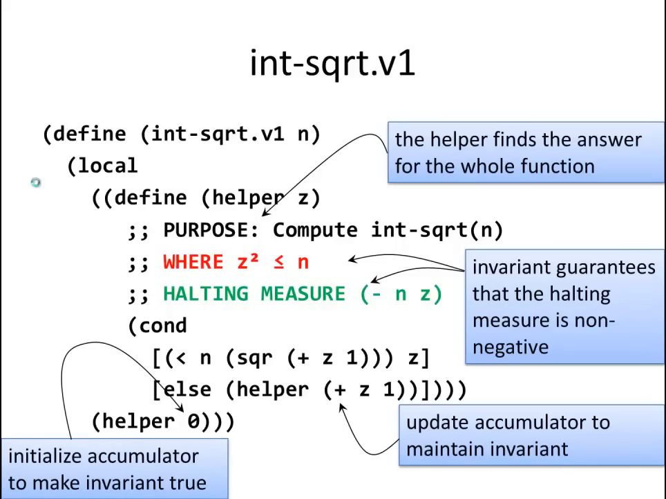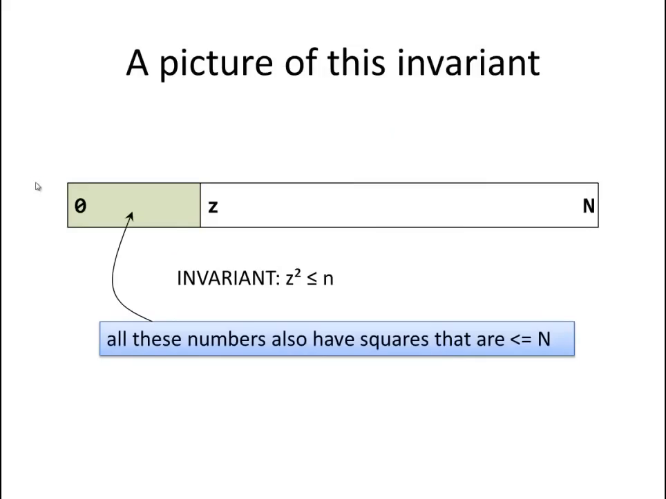It's right. Well, so again, here's a picture. Here is the region from 0 to n, and there's my value z, when I call helper of z, and my invariant is that z squared is less than or equal to n. So that means all of the numbers in the shaded area have squares that are less than or equal to n. And again, my task is to grow the shaded area.